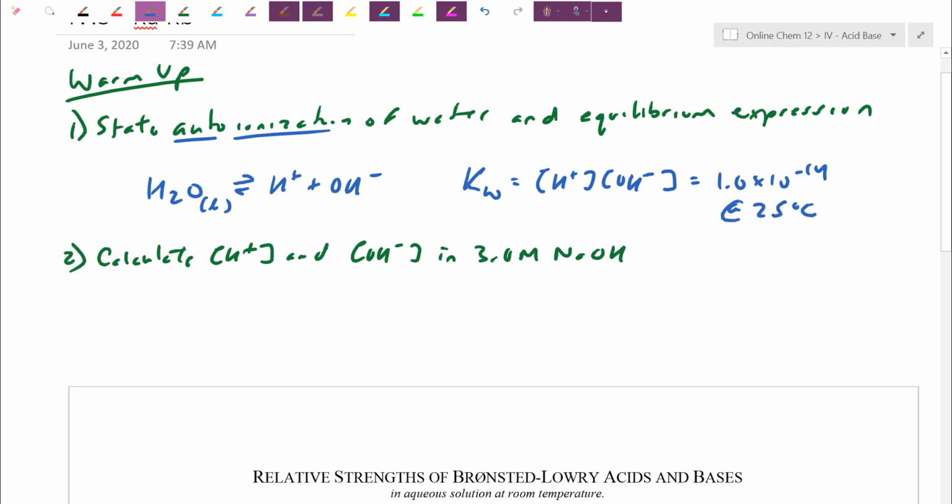All right? So that's a constant. That gives us a nice mathematical link here. Whenever we knew one of them, if I knew H plus, I can punch it through this Kw expression to find OH minus and vice versa. So case in point here, question number 2. They're asking for calculating H plus, calculating OH minus.